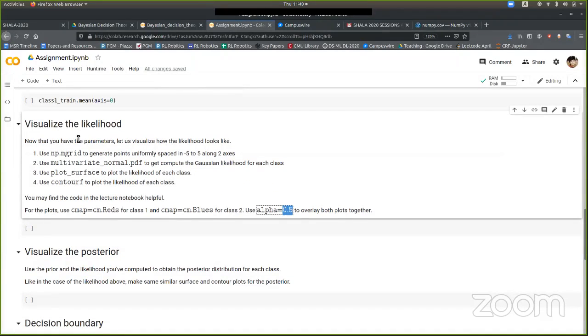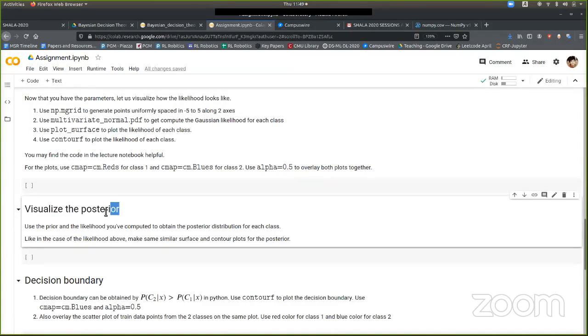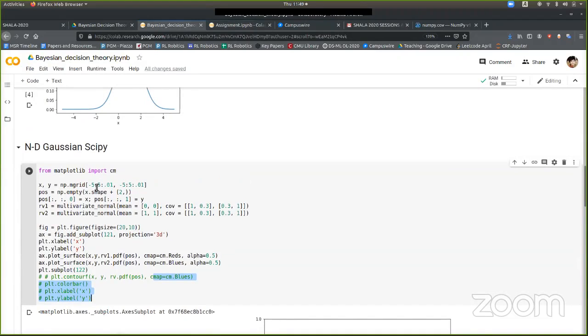Once you have the likelihood, you can also compute the posterior. You have to compute the posterior separately for each data point. When you get x comma y from the mesh grid, x gives you the x coordinates of all the points and y gives you the y coordinates of all the points. For each x and y separately, you have to compute the posterior.